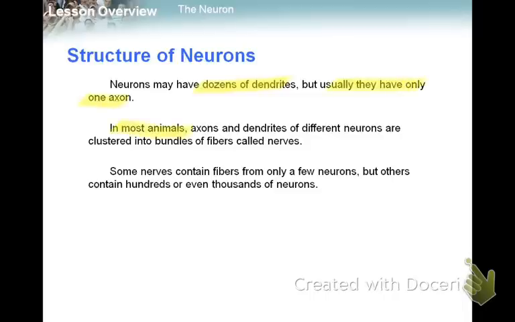In most animals, the axons and dendrites are clustered into bundles of fibers called nerves. Some nerves contain fibers from only a few neurons. Others can have hundreds or thousands of neurons.